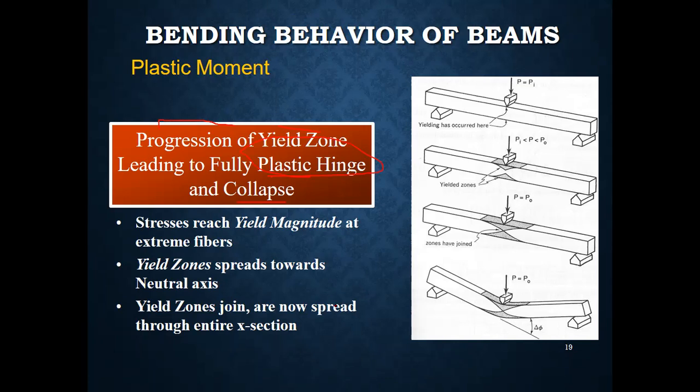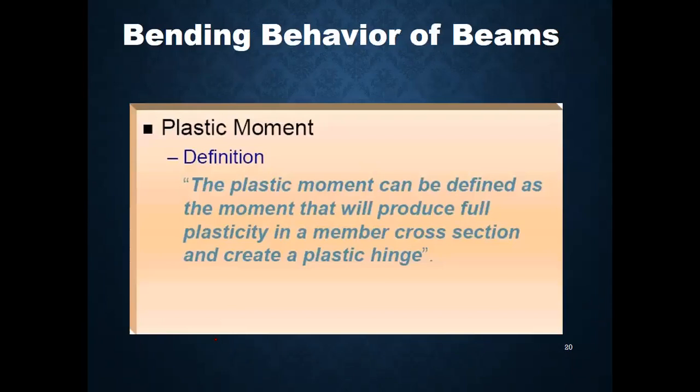And due to this plastic hinge, the yield zones spread over the entire cross sections. But what is the plastic moment? The plastic moment is defined as the moment that produces full plasticity in the member cross sections, and it creates a plastic hinge in the member.